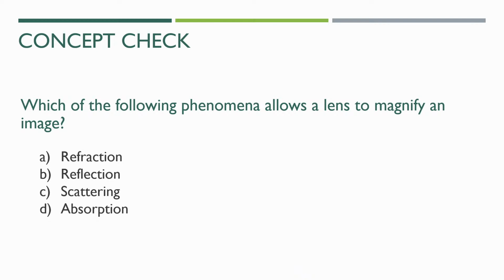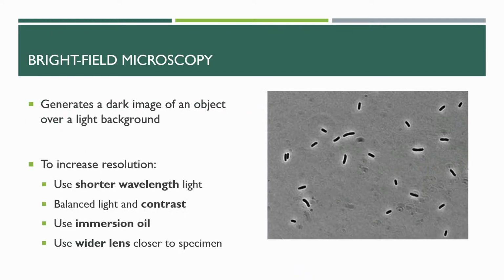Okay, so now that we got away from physics, I want to talk about some of the different types of microscopy that we're going to be using in lab. So it's important to pay attention here. One of them is bright field microscopy. Basically, what it does is it generates a dark image of the object over a light background. So here you see that the actual cells are darker than the background. The background, you can see the shine around it to help give it that contrast.